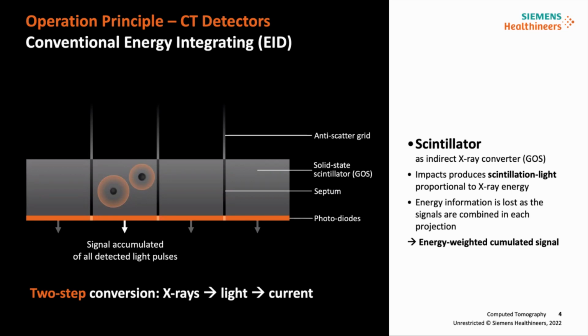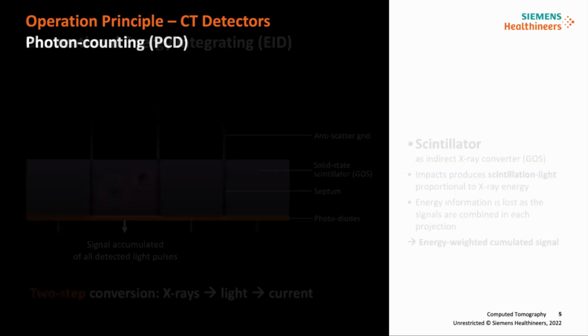And an important part of this process is that it's a two-step process, a conversion of X-rays into light, into current. So that makes it more complex, and there is some information lost.